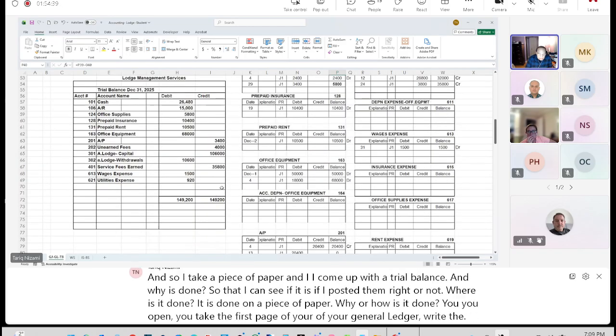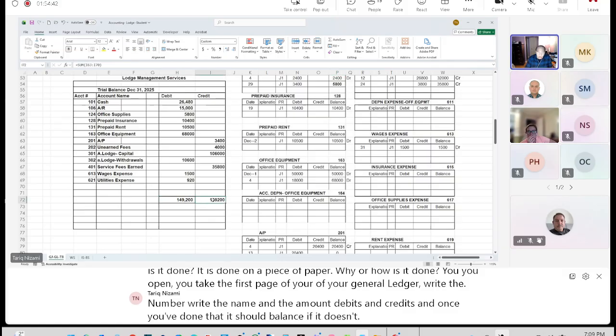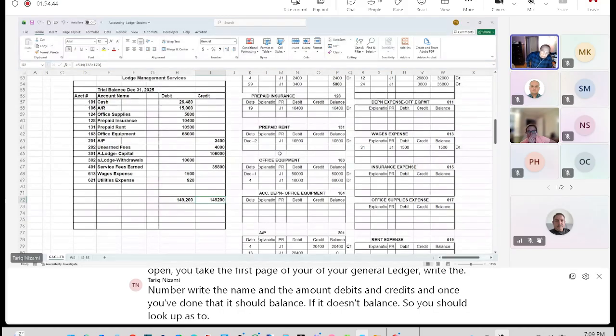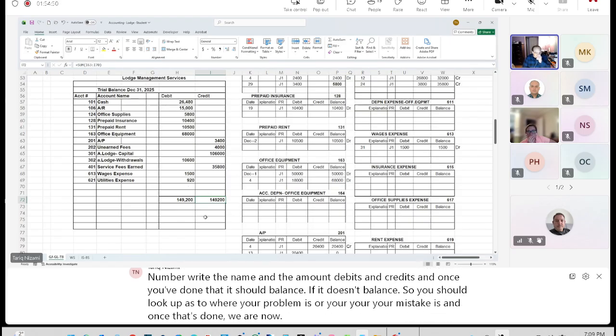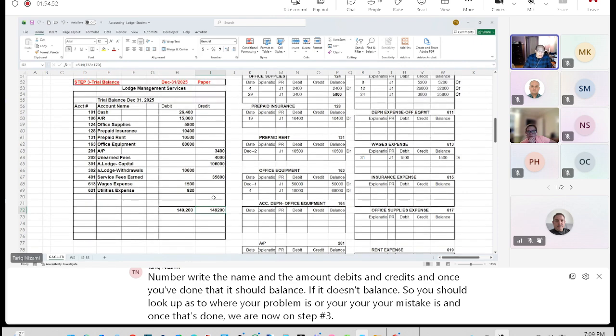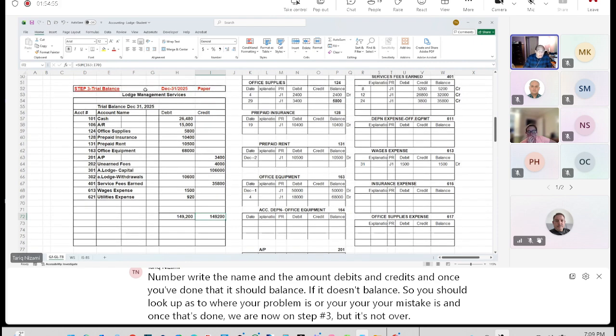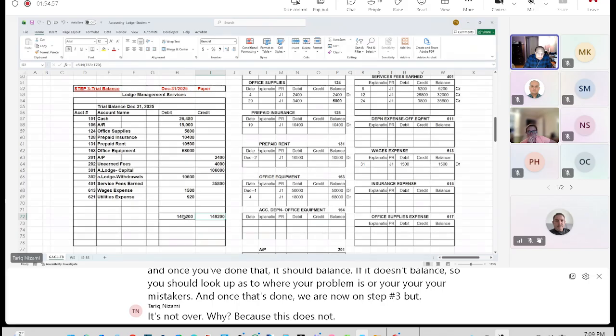And once you've done that, it should balance. If it doesn't balance, you should look up where your problem or your mistake is. And once that's done, we are now on step number 3, but it's not over. Why? Because this does not tell us that everything is fine.